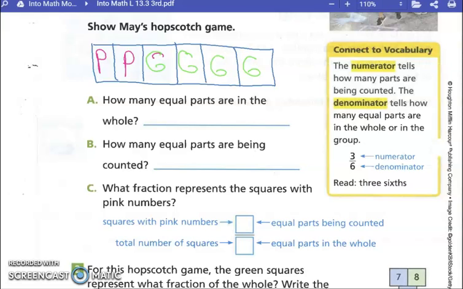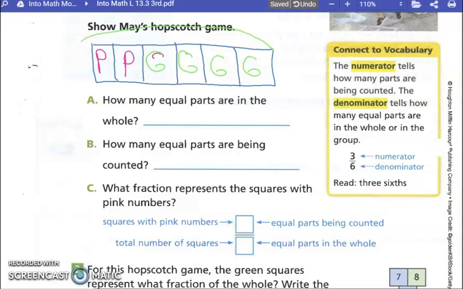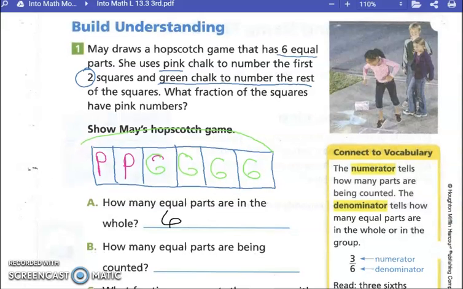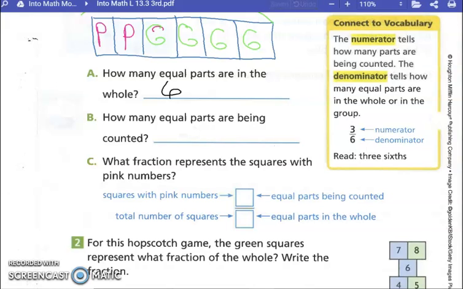How many equal parts are in the whole? How many are in this drawing? How many equal parts? 6. 6 equal parts, right? So we're going to put 6 right here. The next question says, how many equal parts are being counted? We're going to go back and look at our question. What fraction of the squares have pink numbers? So 2 parts. How many equal parts? 2.